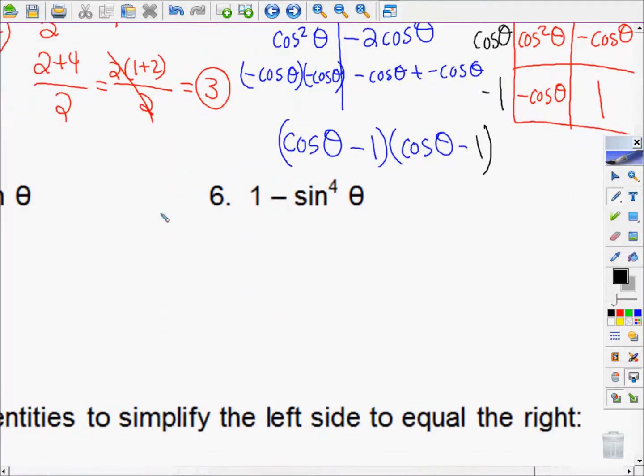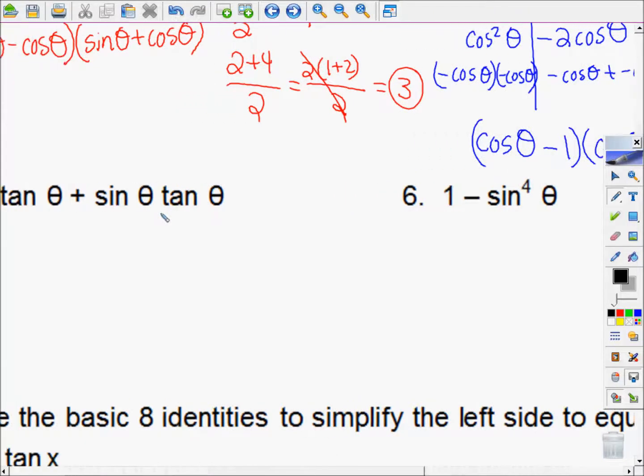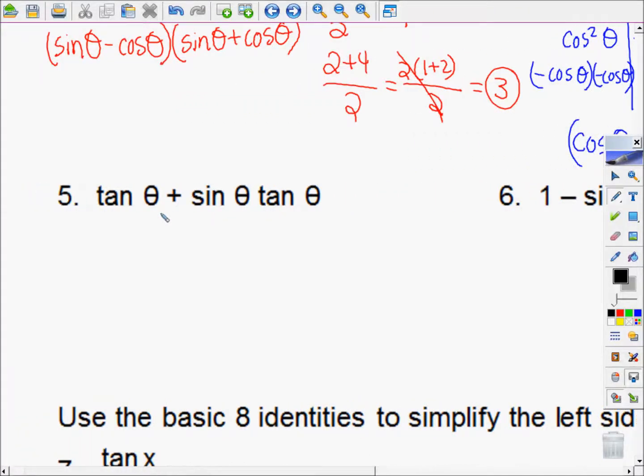Okay, let's finish the notes. Are we solving? You're simplifying. Okay, this one.